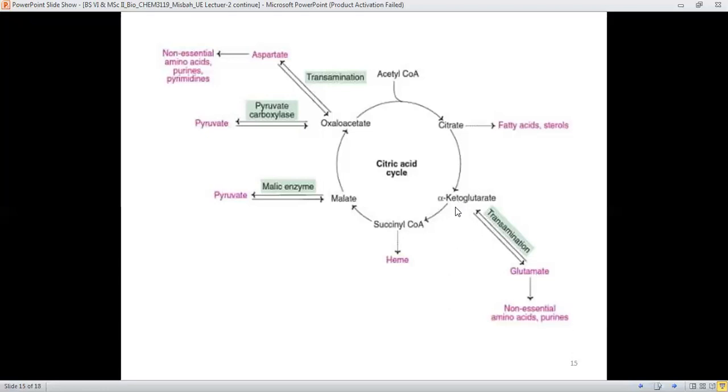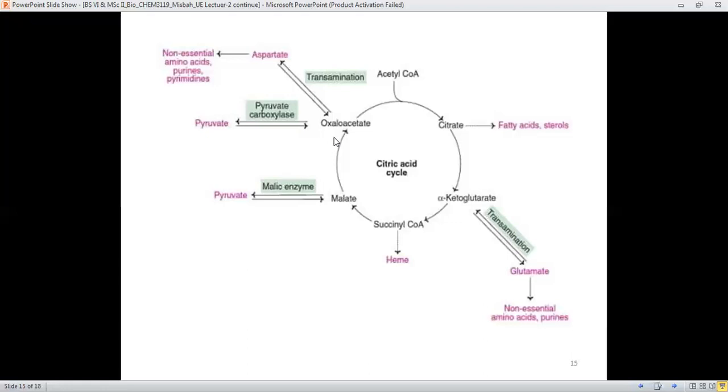And alpha ketoglutarate no doubt converts into succinyl CoA, and this succinyl CoA can be made part of the other system which is responsible for the synthesis of heme. And malate is in fact converted into oxaloacetate, but this malate is also responsible for the conversion of pyruvate, and pyruvate back to the malate, and these enzymes are called malic enzyme, which are responsible for their interconversion.